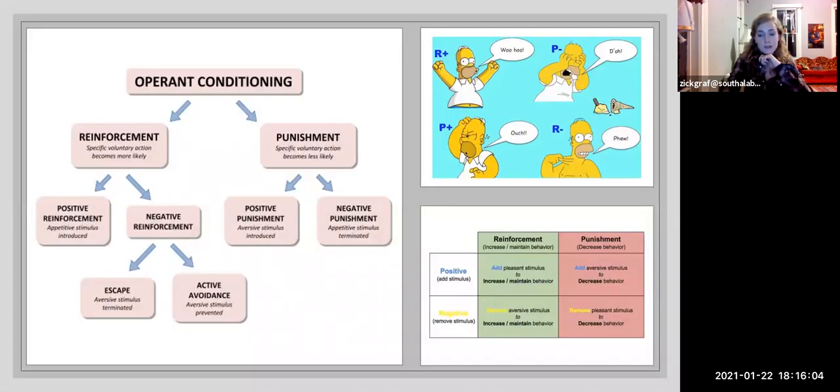And these are just some more figures that might help you picture operant conditioning and learn the terminology.